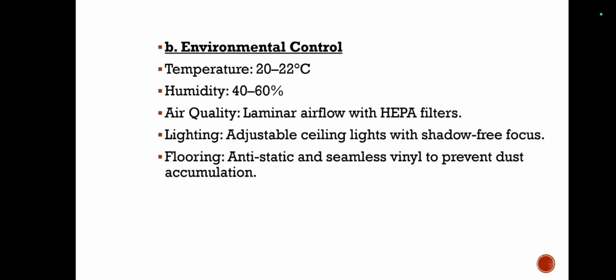Next is the environmental control. So how the cath lab environment should be. It should have the temperature of nearly 20 to 22 degrees Celsius and the humidity should be 40 to 60 percentage. The air quality should be laminar airflow with HEPA filters. Next is the lighting. It should have adjustable ceiling lights with shadow-free focus. The last one is the flooring. It should have the anti-static and seamless vinyl to prevent dust accumulation.